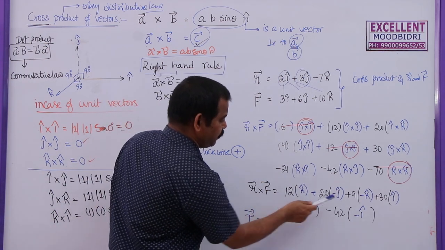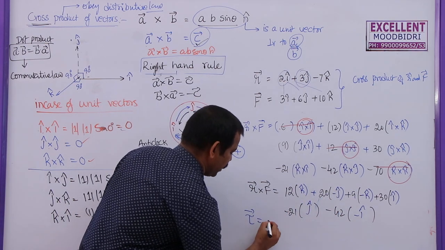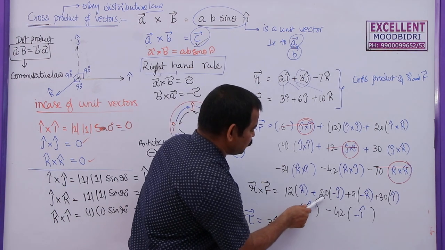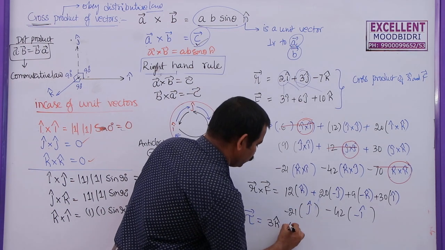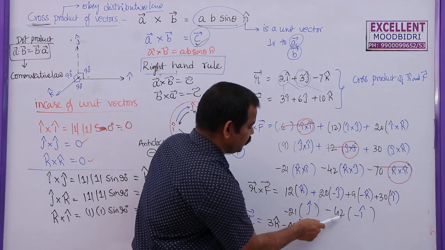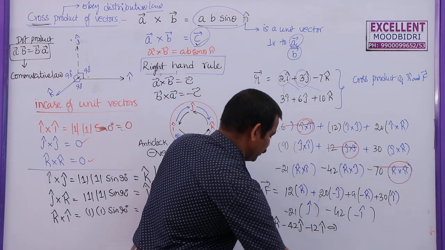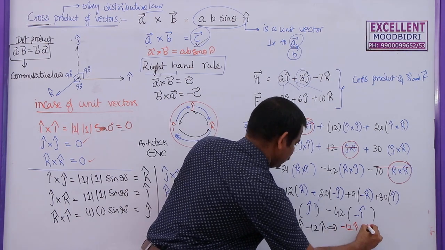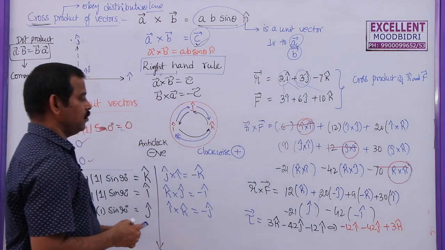Here I have k cap, this is minus k cap. 12 minus 9 will be 3k cap. Now i vectors, j vectors, minus 20j, this is minus 21. So minus 42, minus 42 j cap. And i cap vectors is minus 42 plus 10, so minus 12 i cap. So the final value or final torque will be minus 12 i cap, minus 42 j cap plus 3k cap. This is how you can find this value.